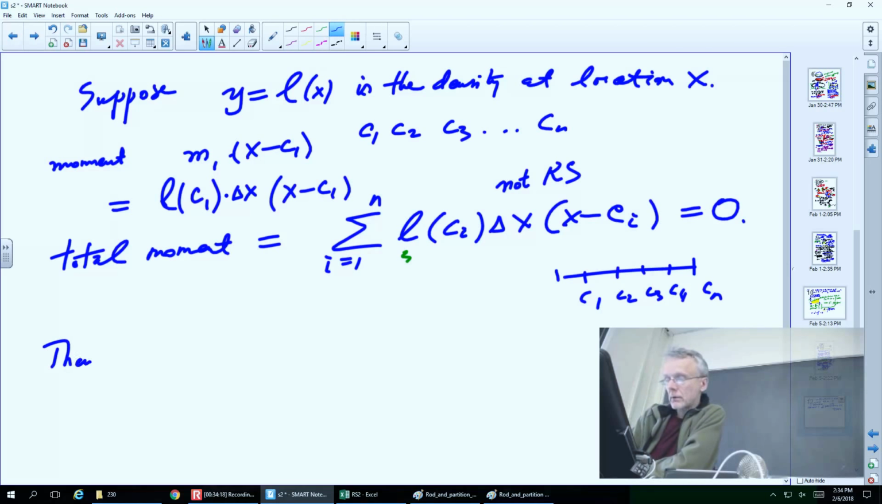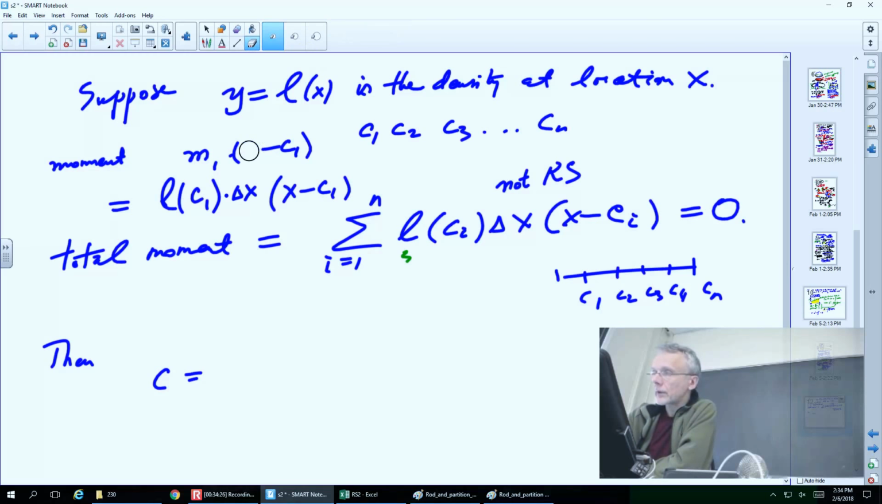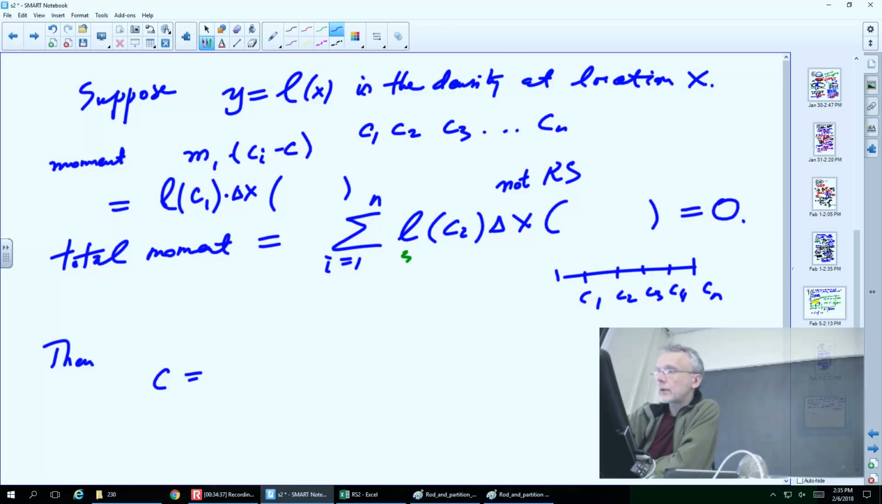So let's just jump straight to our restriction. So then C is equal to, no, I'm sorry, I messed it up over here. That's not right. It is Ci minus C. So Ci, and then there is the location of our C, the support somewhere else. And so we take the coordinate of our weight and see where the lever is.